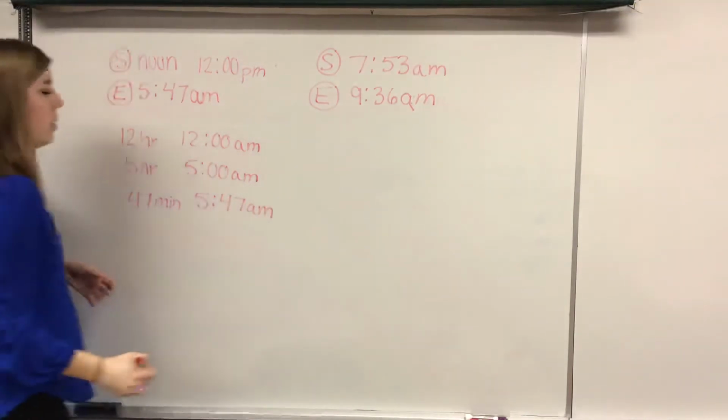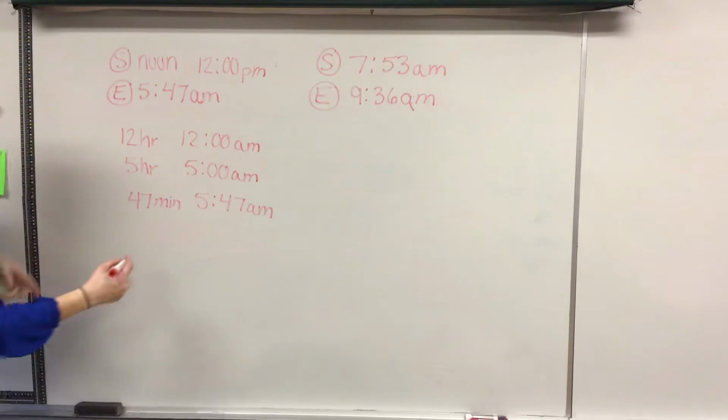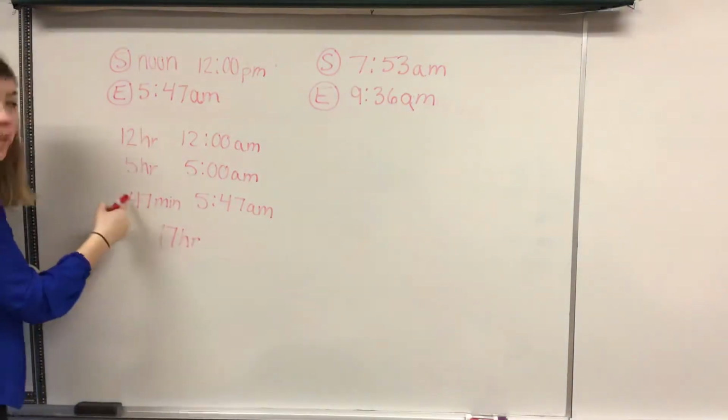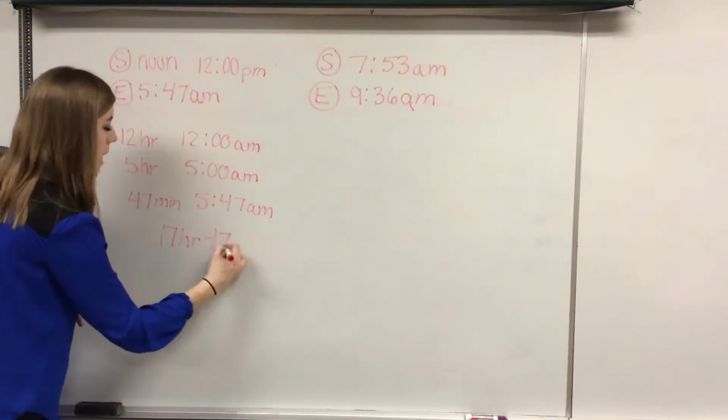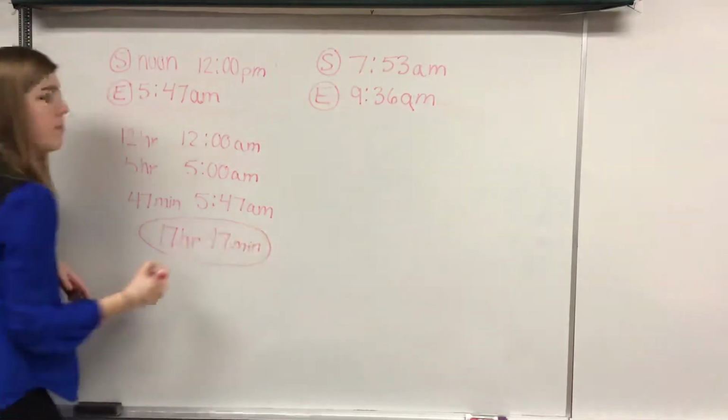So all I have to do is calculate how much time passed. I'll combine my hours, 12 and 5, to make 17. And I only have one set of minutes here, so those will stay as is. So the elapsed time between these two times is 17 hours, 47 minutes.